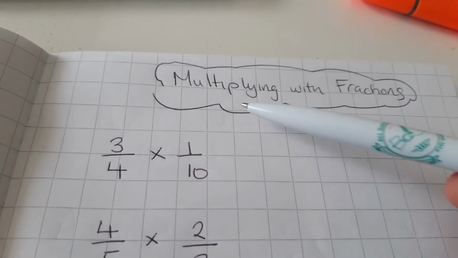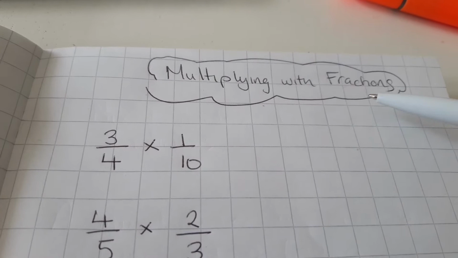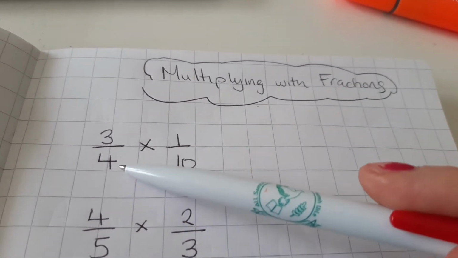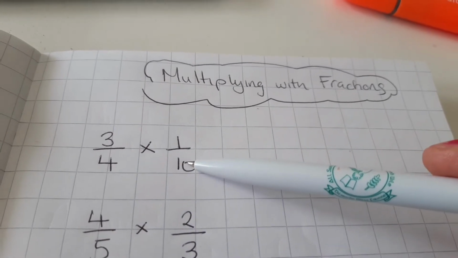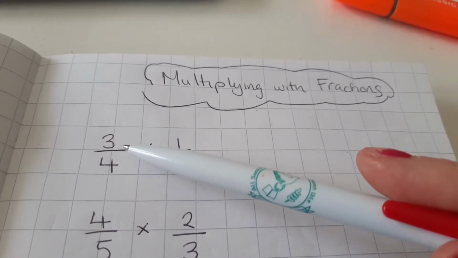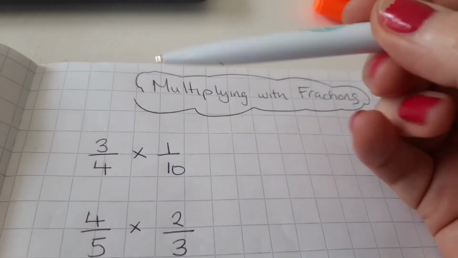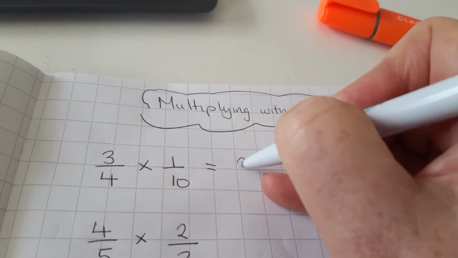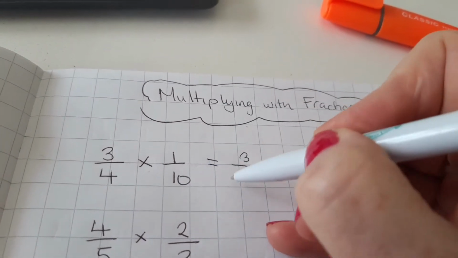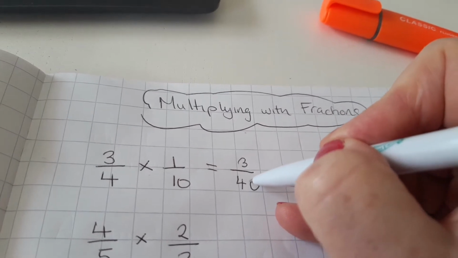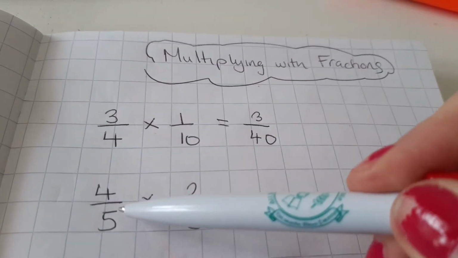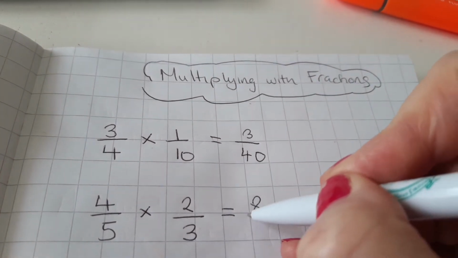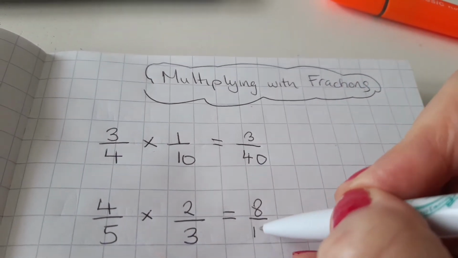Okay, we're going to look at multiplying with fractions. So actually this is a lot easier than adding and subtracting. If you have two fractions like 3/4 times 1/10 and you have to multiply them, you simply multiply the two top numbers. So this time it would be 3 times 1 is 3, 4 times 10 equals 40. And that's it done.